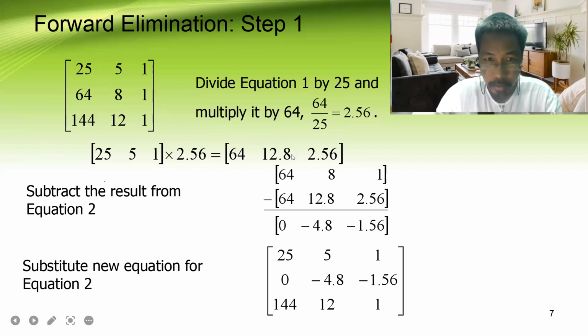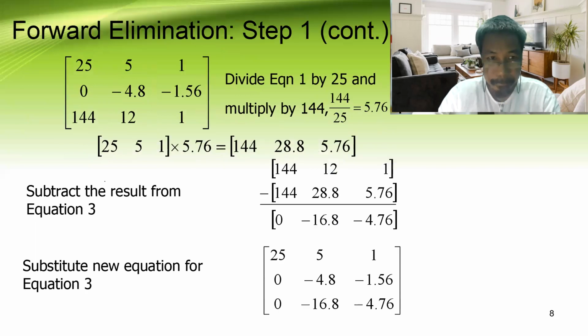This is the equation 2. Subtract by this. So what will happen? This is the result. Then replace, it will become like this. Then do it similarly for elimination of the first coefficient of the third row. This one, we have to eliminate this. Do the same process.